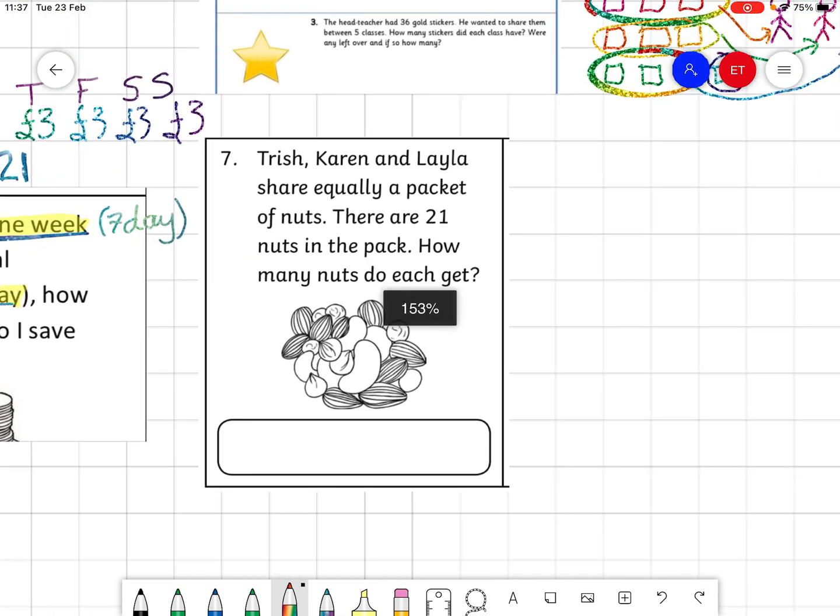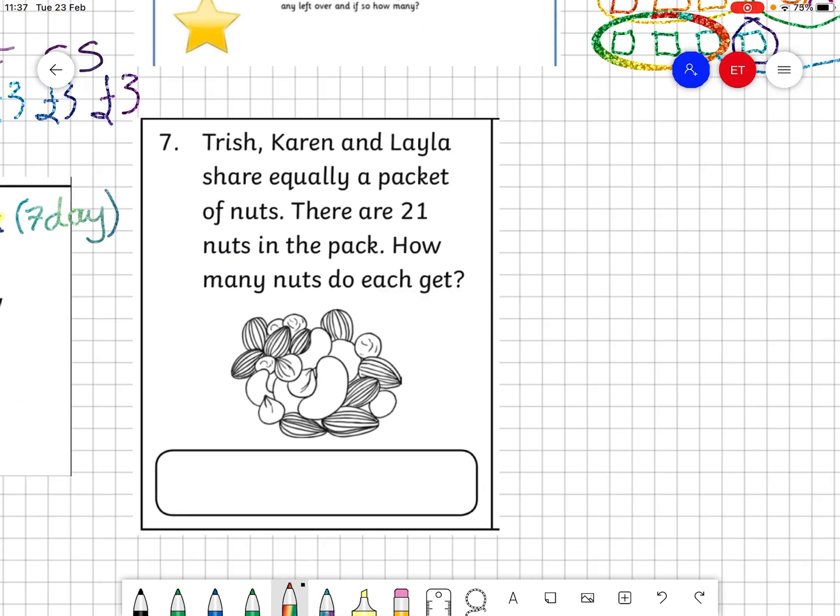And the last one I will go over. Trish, Karen and Layla share equally a packet of nuts. There are 21 nuts in the pack. How many nuts do they each get? First of all, we highlight 21 because that's how many nuts there are. And we have Trish, Karen and Layla. So that's 3 people.